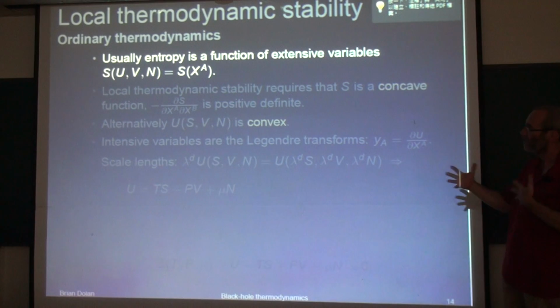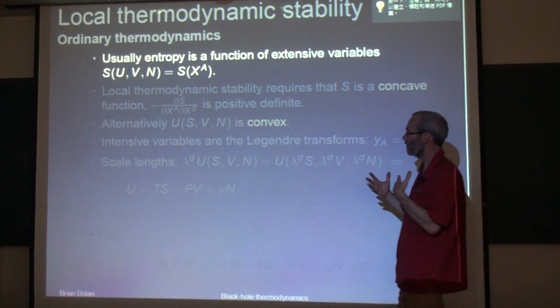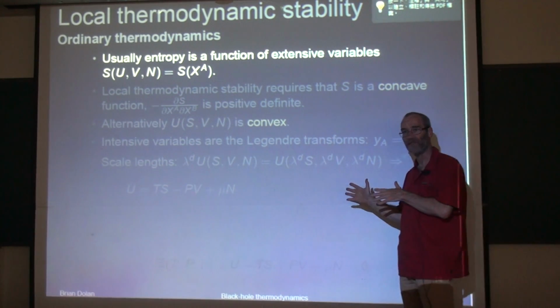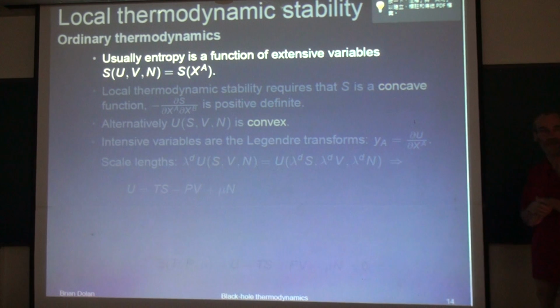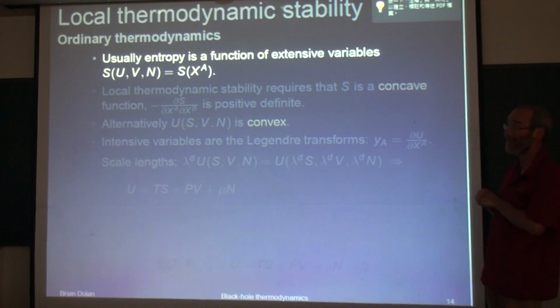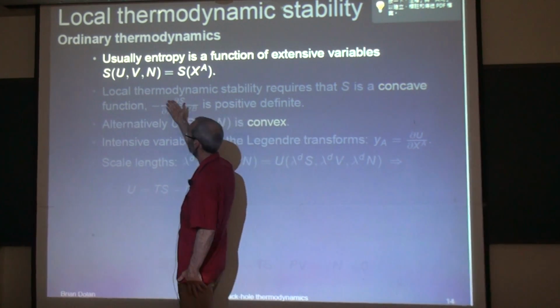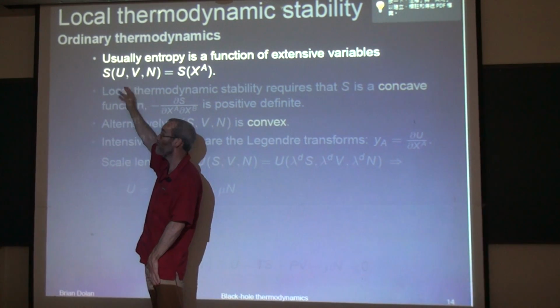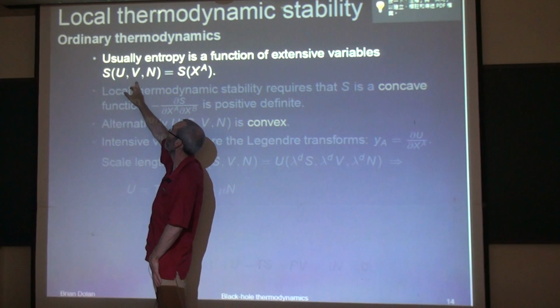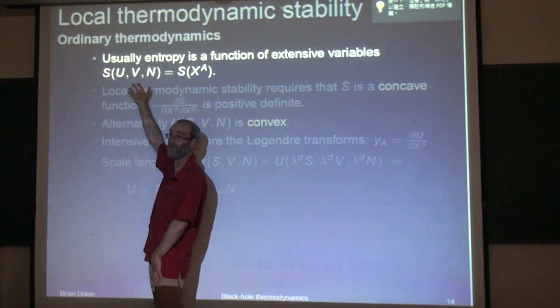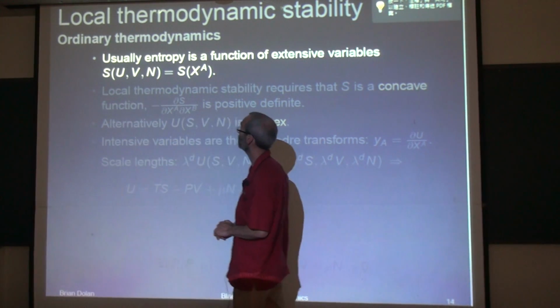I mentioned earlier that so far I've emphasized the similarities between black hole thermodynamics and ordinary thermodynamics, but there are also differences. There are strong differences in certain directions. In ordinary thermodynamics, entropy is a function of extensive variables. You could describe your system in terms of entropy, which is a function of internal energy, the volume, and the number of particles, for example, for a single component gas.